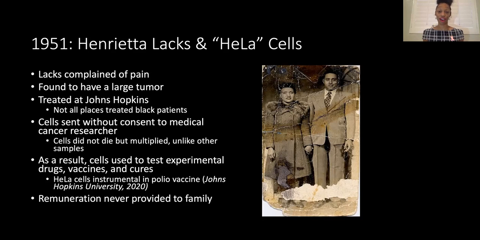However, against her knowledge or consent, tissue samples were sent out to a cancer researcher who was studying cancer and treatment methods, etc. And he discovered that her cells just didn't die like everyone else's, whereas other people's died within the day. Hers actually multiplied and doubled within 20 to 24 hours. And as a result, her cells have been used since 1952 when she died, or late 1951. Her cells have been used as the basis for many medical experiments. The polio vaccine was heavily dependent upon the use of her cells.